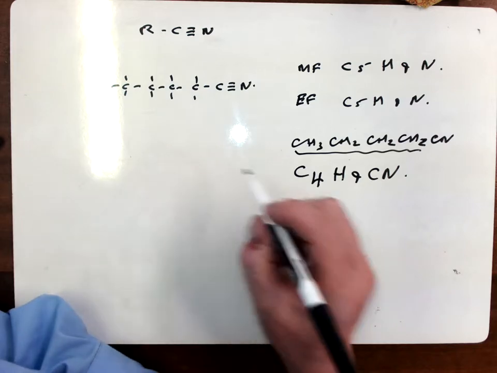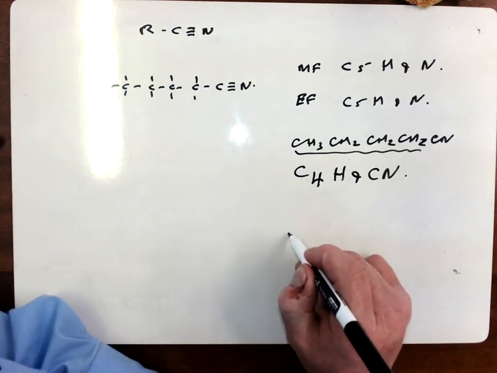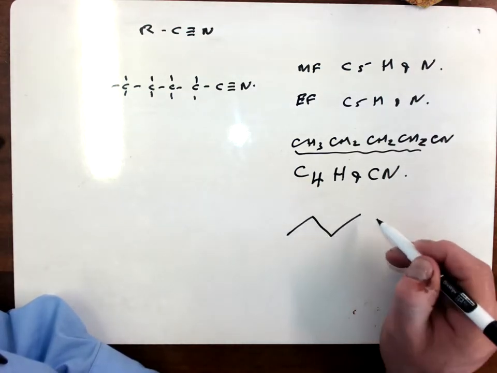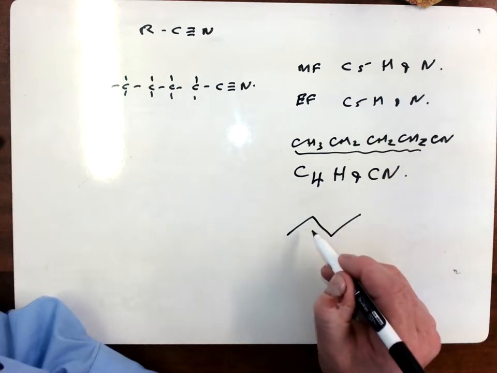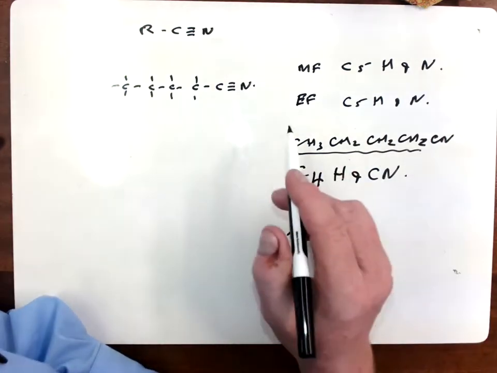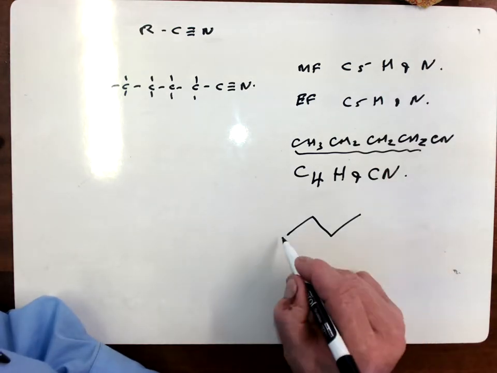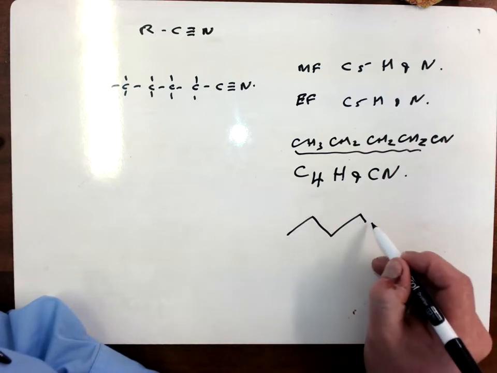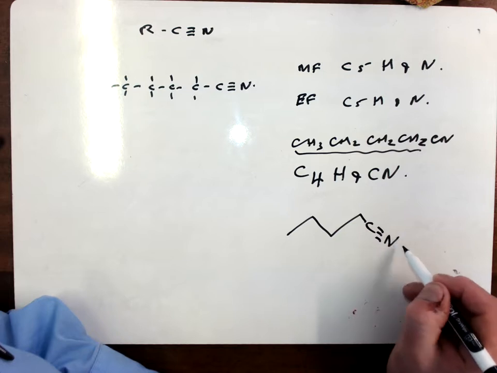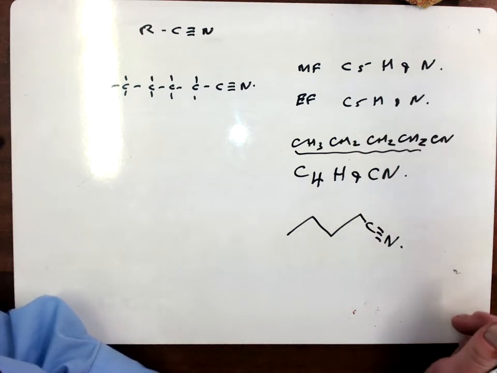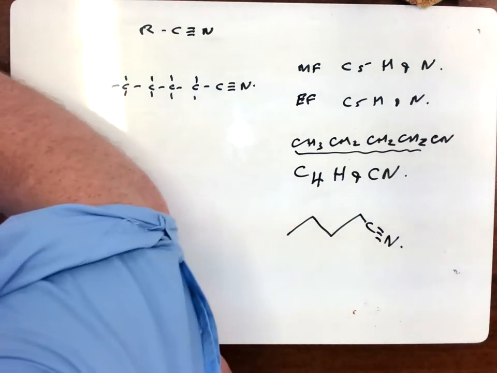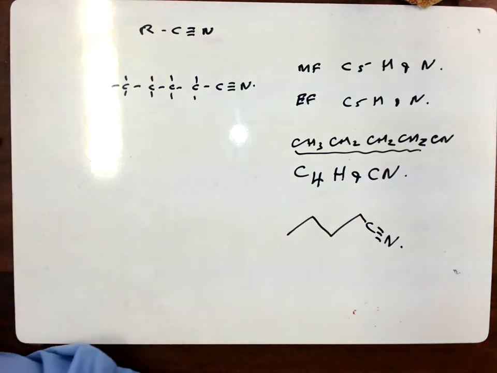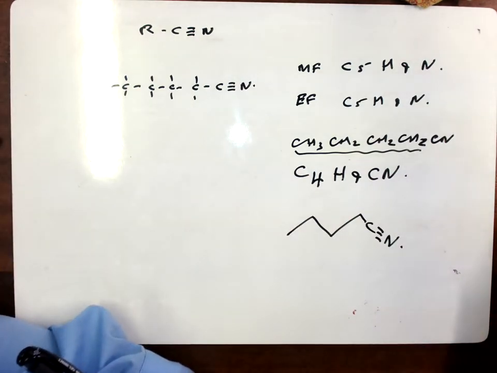And then finally we have our skeletal formula. So we've got 1, 2, 3, 4. We have a CH3, a CH2, CH2, and then our final CH2, and then we have C, and we put this in as our functional group. We have C triple bond N in there at the end. And that's sort of how you would deal with that.